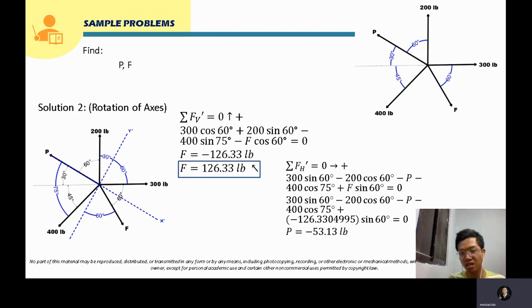So it will give you negative 53.13 pounds. No? So again, your P is negative, so the assumption for P here is wrong. So your P should be directed downward to the right. So this will now be the value of P. So these will now be the answers using solution 2.